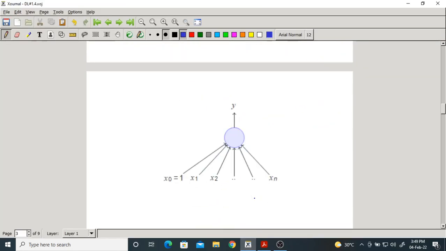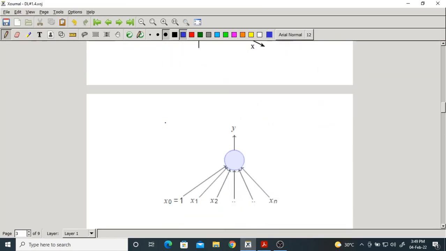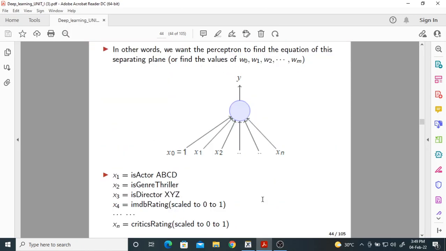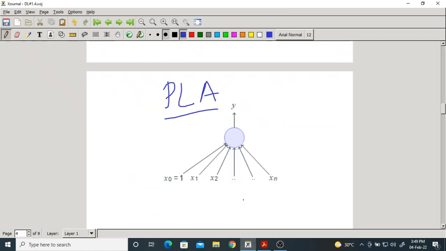Now we will study the perceptron learning algorithm. In the last class we have seen that each and every perceptron will have some weights: w0, that is equal to minus theta, called the bias, w1, w2, and so on, wn. We have to learn these weights. We need a mechanism or algorithm to learn these weights.